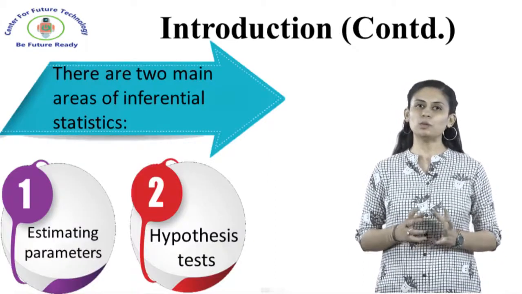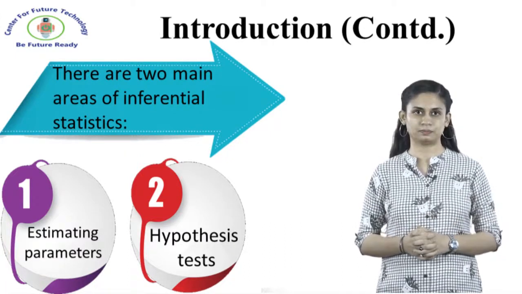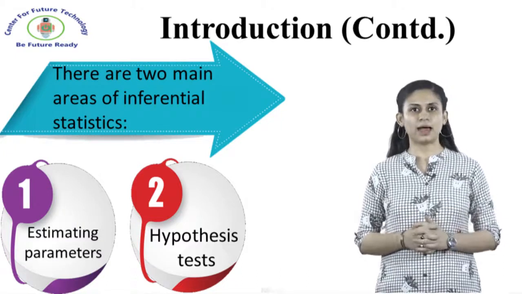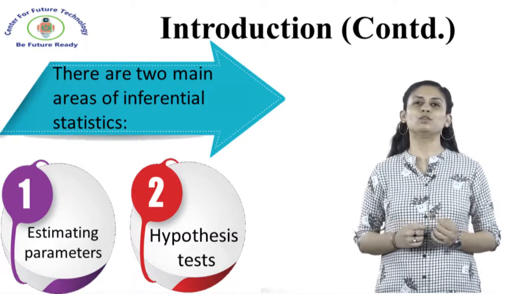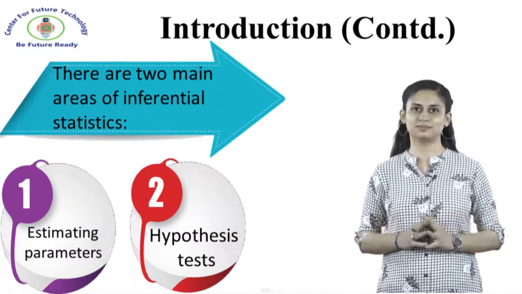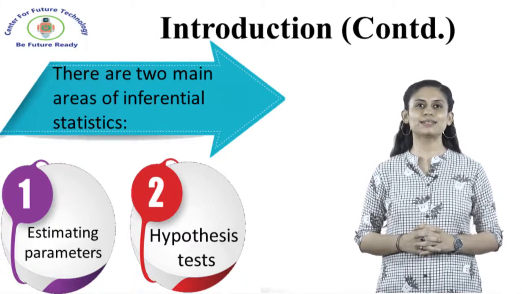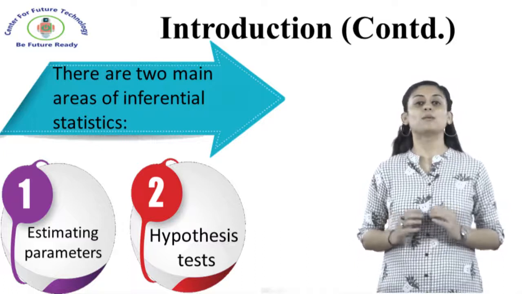There are two main reasons for inferential statistics. Estimating parameters. This means taking a statistic from your sample data, for example, the sample mean, and using it to say something about a population parameter, that is, the population mean.